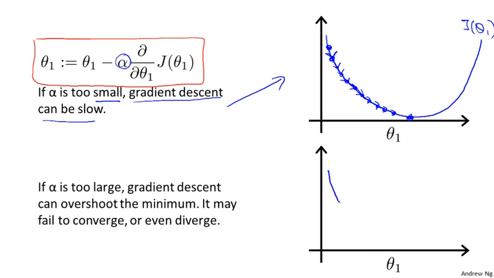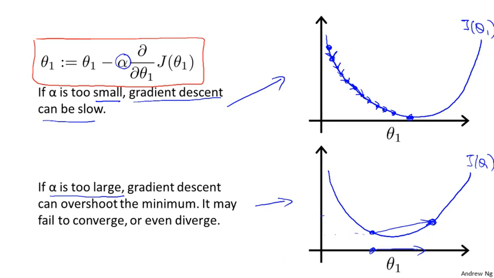So here's my function J of theta. Turns out, if alpha is too large, then gradient descent can overshoot the minimum and may even fail to converge or even diverge. So here's what I mean. Let's say I start off theta there. It's actually pretty close to the minimum. So the derivative points to the right, but if alpha is too big, I'm going to take a huge step, maybe like that. And now my cost function has actually gotten worse, because it starts off with this value, but now my value has actually gotten worse.